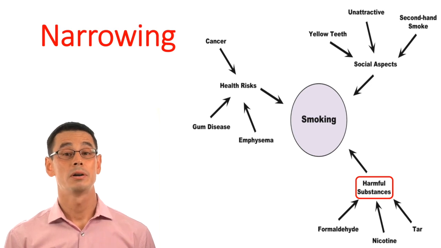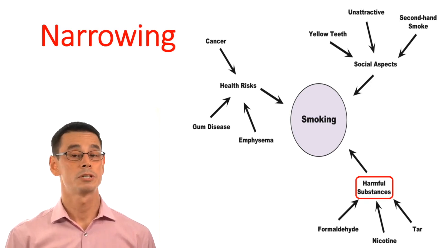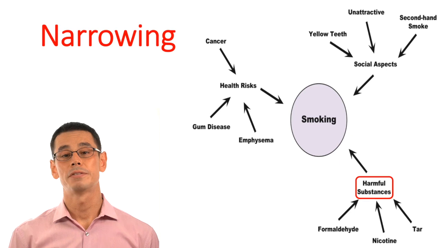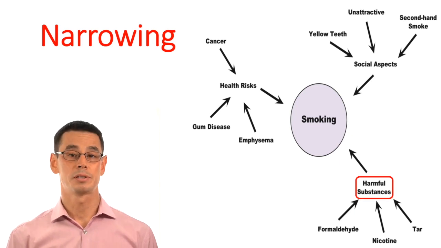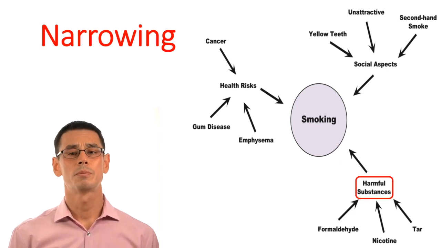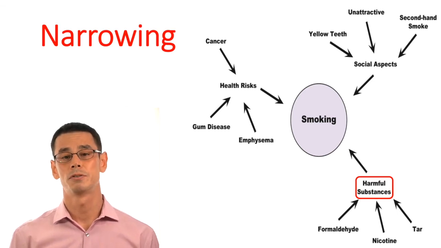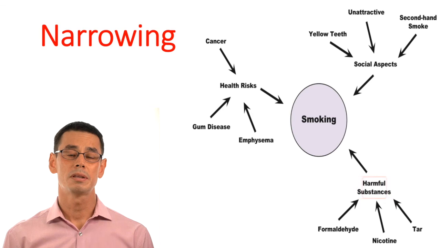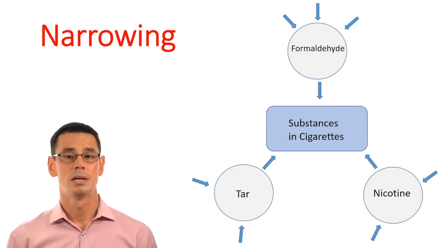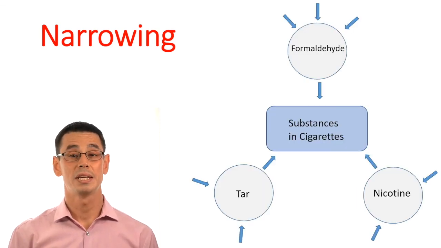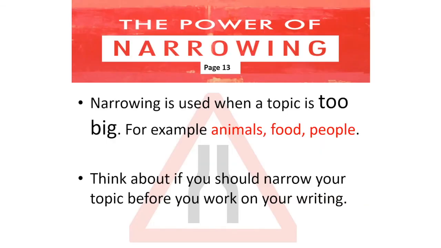This video is about narrowing your topic down to a more specific topic. Maybe you have a topic that's too big, something like smoking. And as you're going through your process, you decide you want to talk about something more specific, like just the harmful substances. We talked about this a little bit when we're making our outline, but let's go ahead and look at what narrowing is in a little more detail.